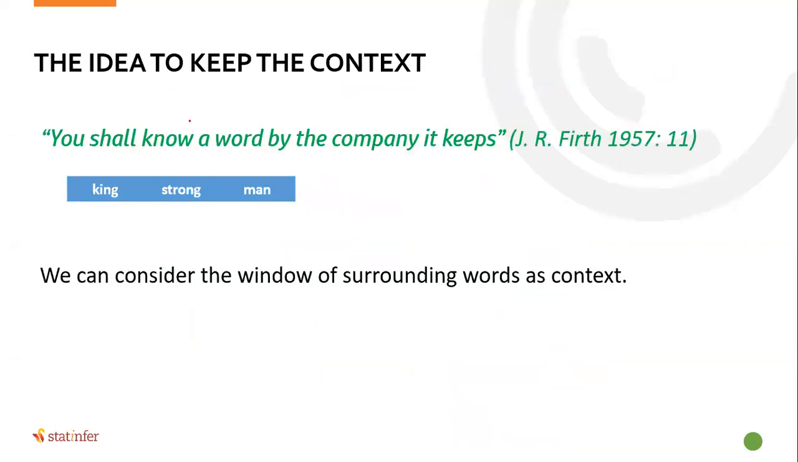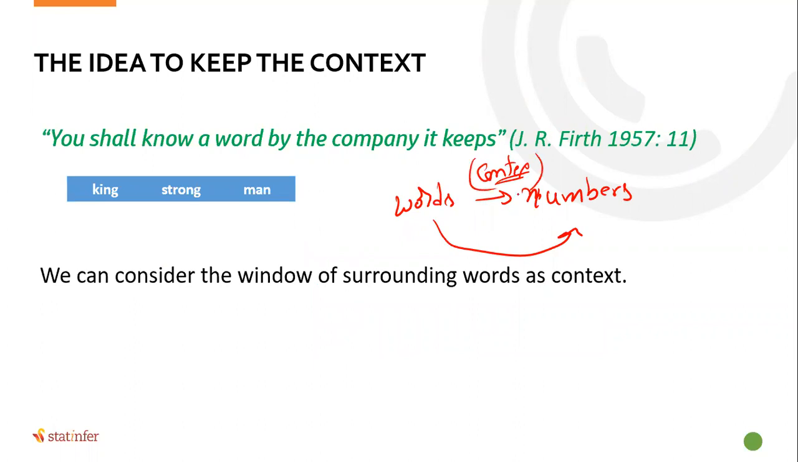The idea here is to keep the context. When you are converting words into numbers, do not convert them randomly, but while you are making this conversion, keep the context in mind. Bring the context in between while you are converting words to numbers.